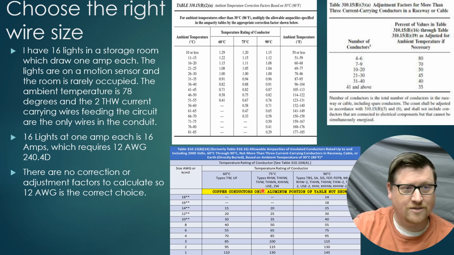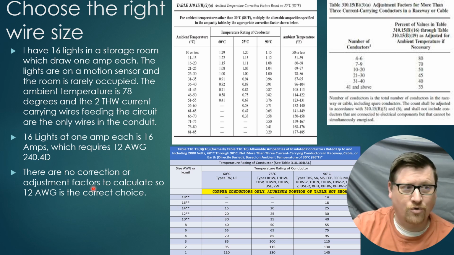it's THHN wire, it's 75 degrees Celsius wire, but we're talking 16 lights at 1 amp each, which is 16 amps. And so if it's 16 amps, that's less than 100 amps. We're choosing our wire out of this column. 16 amps is bigger than 15, so we can't use number 14. We're going to use the number 12. So we're going to use 20 amp wire number 12.